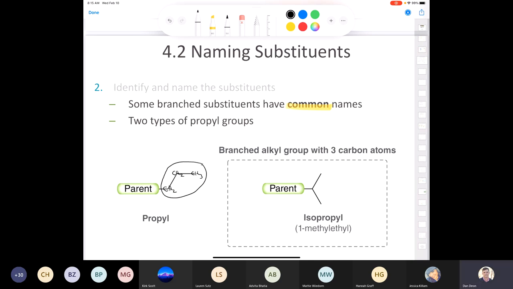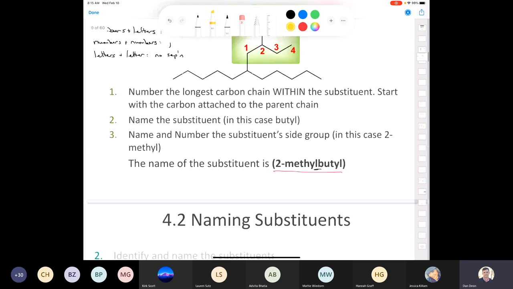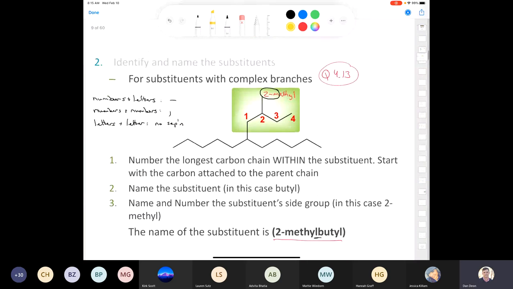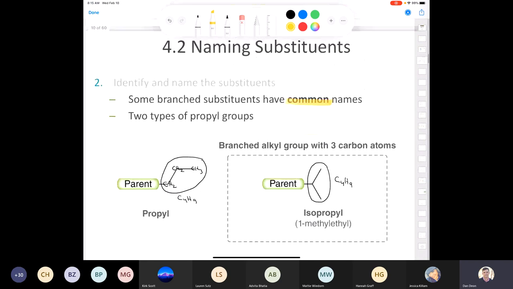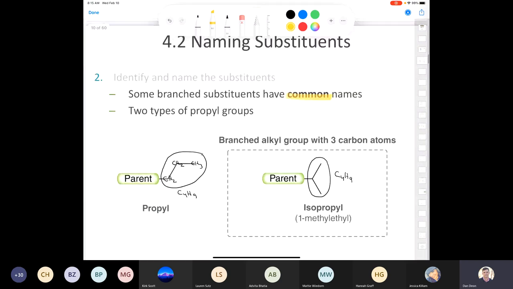The number of carbons and hydrogens in here is C4H9, inside that black circle that I put there. If you look inside this circle over here, you'll also see that this is C4H9, but it's a different arrangement. So this alkyl group, or this substituent, is a constitutional isomer of a propyl, and we call it an isopropyl. Now, the name that's given to it, if it was named as a complex branch, is shown below. You see it says 1-methylethyl down here.